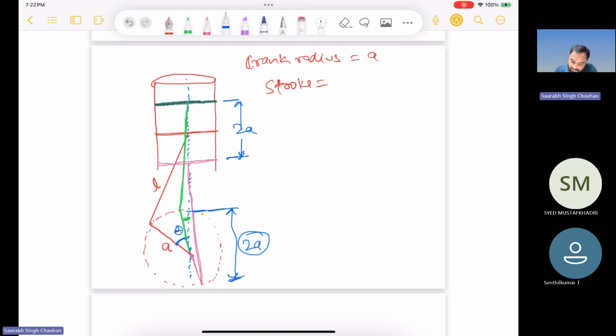Yes, sir. This crank is rotating, and because of the rotation of this crank, this piston is moving up and down. When this crank is at 0 degree, overlapping with the vertical in the upward direction, the piston will be at TDC. And when it is again vertical but on the bottom side, the piston will be at BDC. So this difference is equal to 2A, and this is your stroke. Stroke is basically 2A. So stroke is given in the question, and crank radius will be half of that.